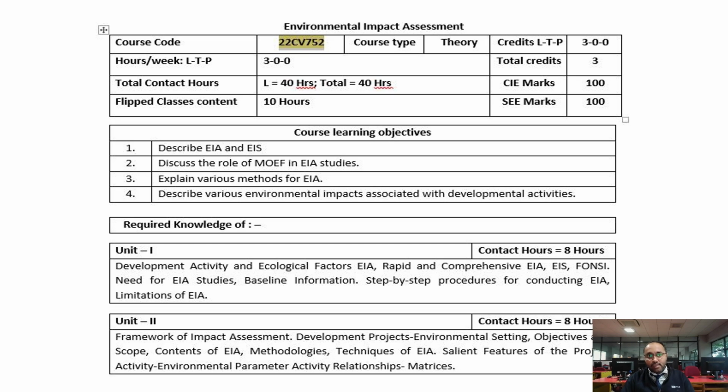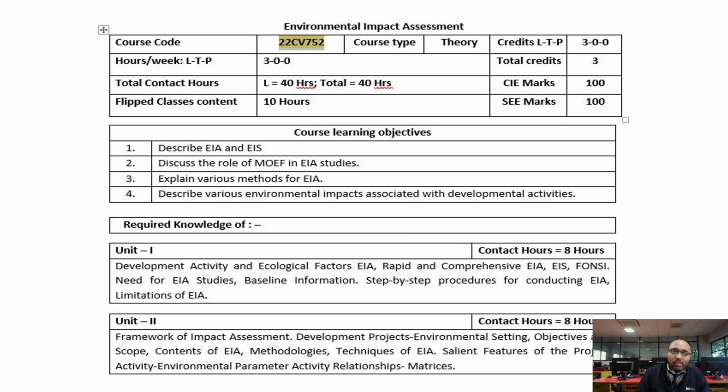So it is a 3 hours lecture course with total hours as 40, and we need to know what the objectives are. Like we need to know what EIA and EIS are, environmental impact assessment and environmental impact statement, and their significance. And also we need to discuss the role of the Ministry of Environment and Forest in environmental impact assessment, the various methods, and what the environmental impacts are that are caused because of some activities that are relevant to civil based projects.